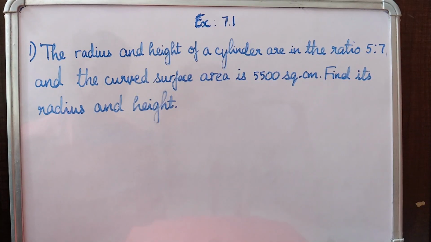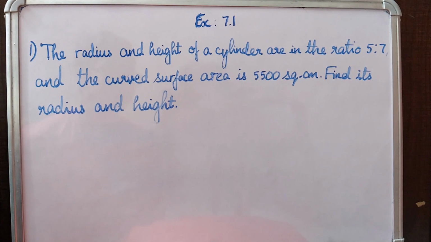Chapter 7 Mensuration, Exercise 7.1, first question. The radius and height of a cylinder are in the ratio 5:7 and the curved surface area is 5500 centimeters square. Find its radius and height. So we are given the ratio of the radius and height to be 5:7 and the CSA of the cylinder is given to be 5500 centimeters square, and we are asked to find the radius of the cylinder and the height of the cylinder.